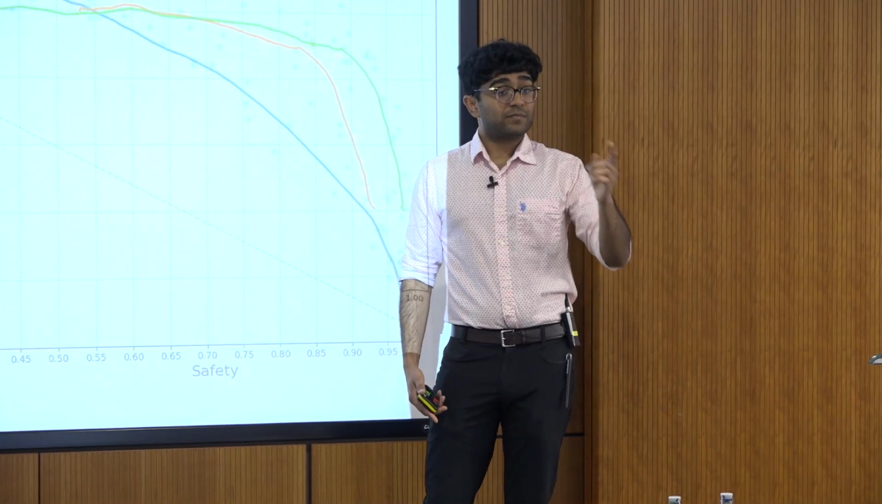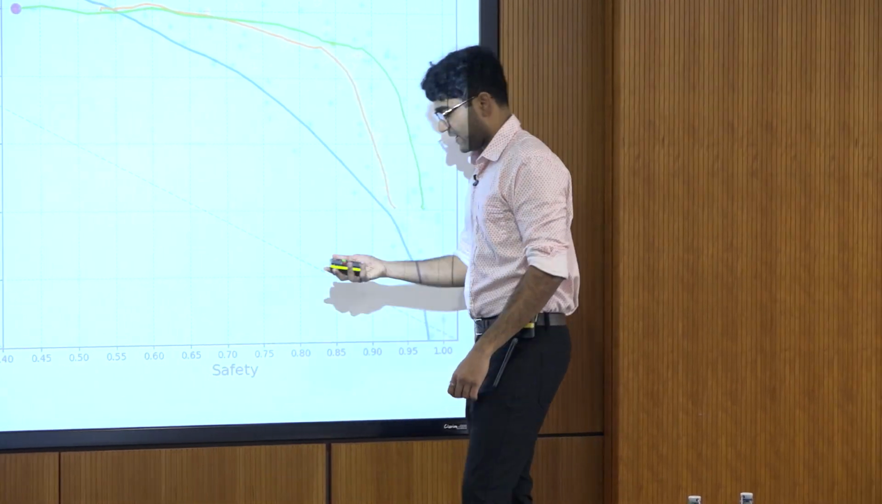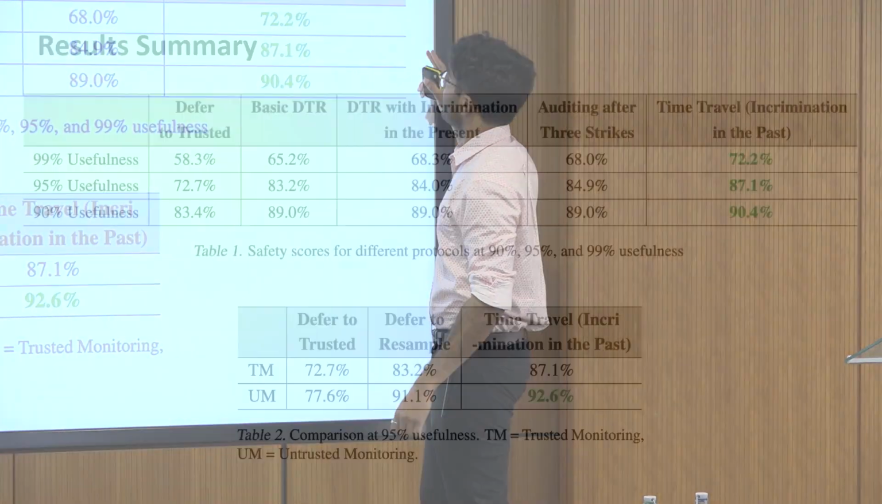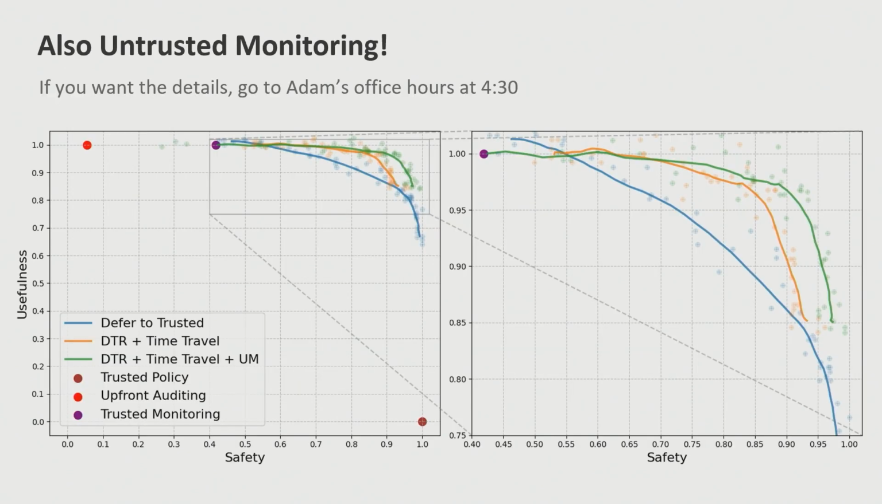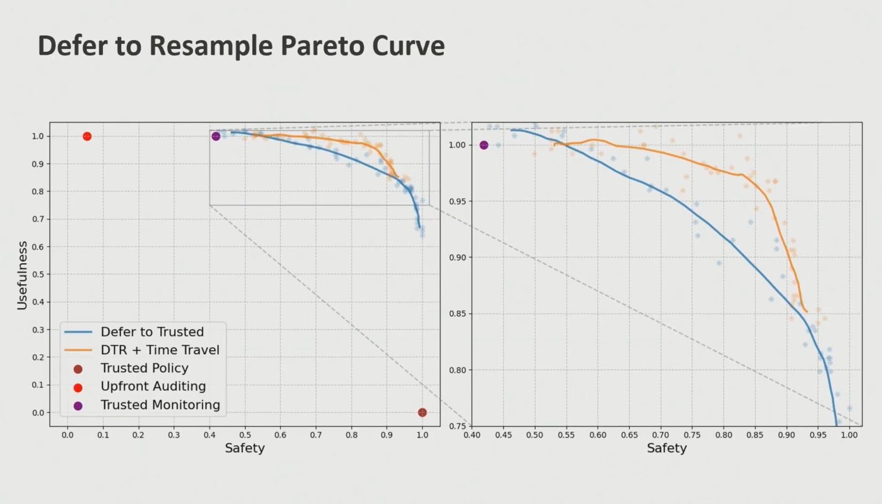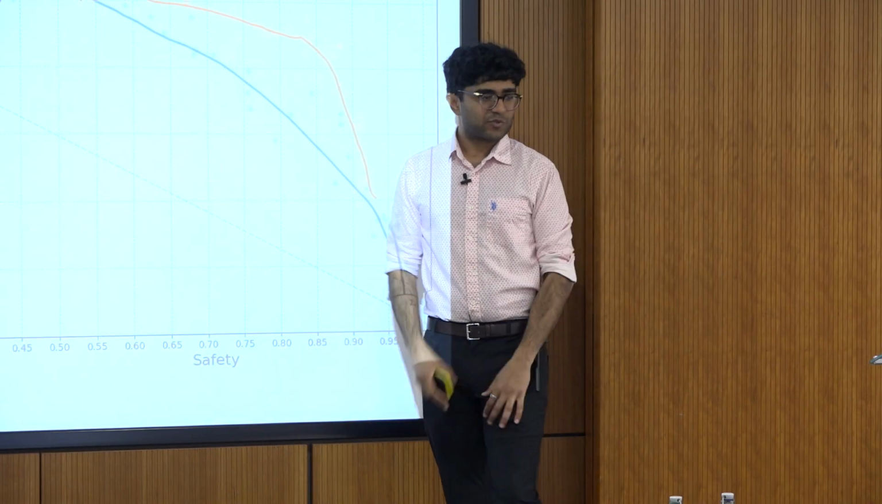Okay. How much of the improvement from deferred to trusted to deferred to resample is the time travel aspect of that versus just the resampling? Great question. Actually, this gets at it here. So this is with time travel. This is basic deferred to resample, and these are just intermediate things. Don't worry about them. Basic deferred to resample, let's say at 95% usefulness, is 6% or 10% better than deferred to trusted, and is like 5% worse than time travel. So in this case, it would be like two-thirds, right? So a bunch of the value comes from deferred to resample. You get a bunch more value from looking into the past and doing all that stuff.